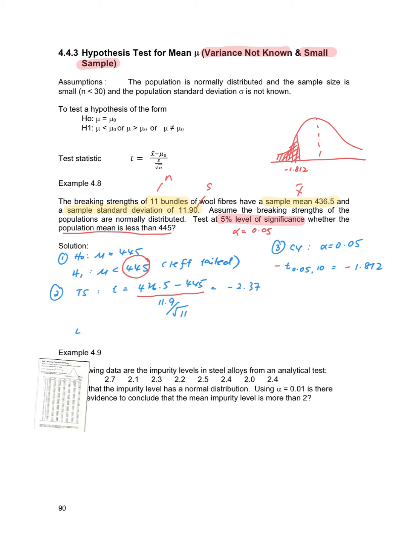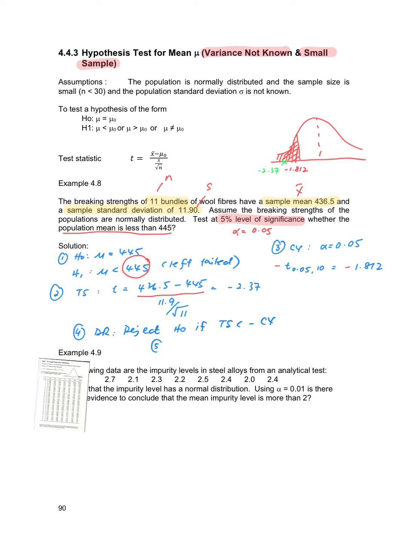The fourth step, write the decision rule. So our decision rule: reject H0 if test statistic is less than the negative critical value. Okay, so we will reject H0 if test statistic is less than negative 1.812. Okay, so let's circle the region. Negative 2.37 falls in the rejection region. It lands here. So negative 2.37 falls in the rejection region. So we decide to reject the null hypothesis.